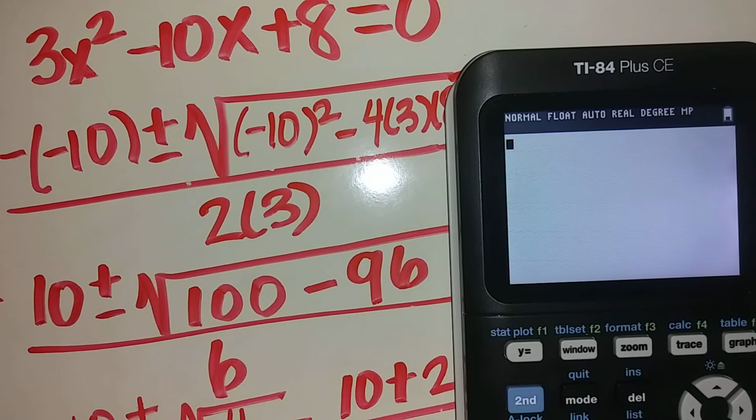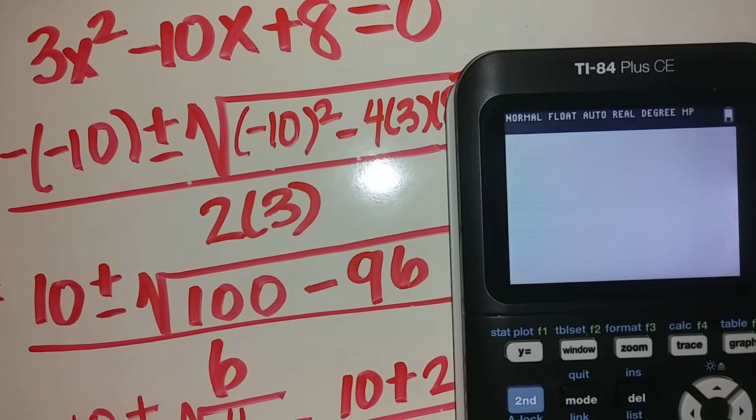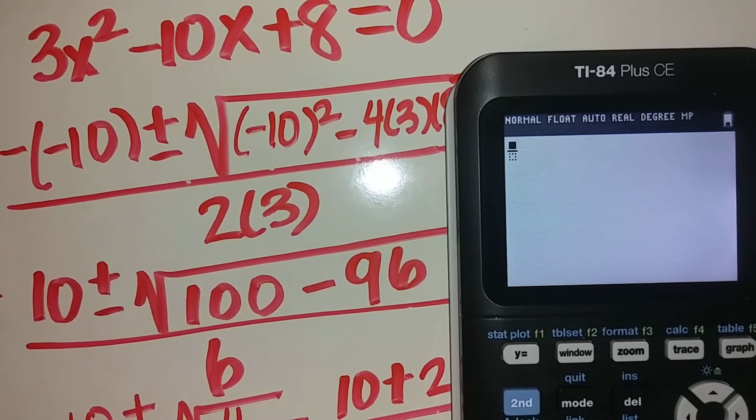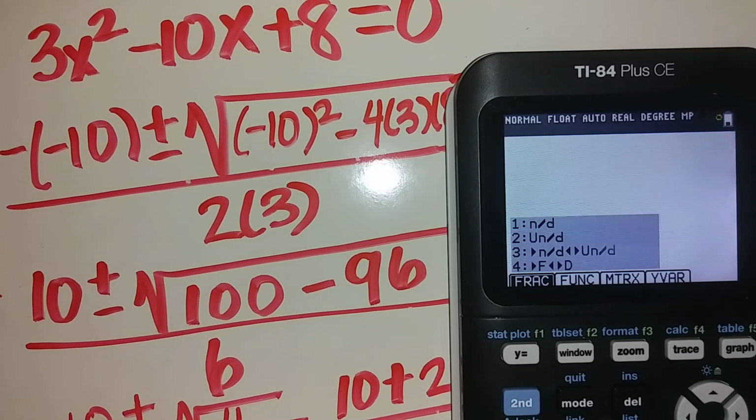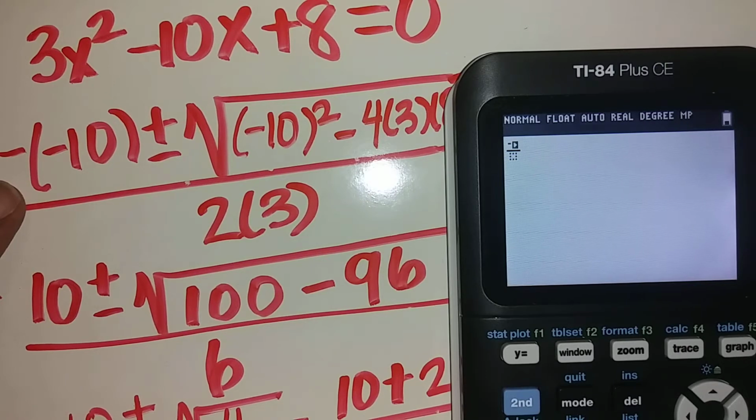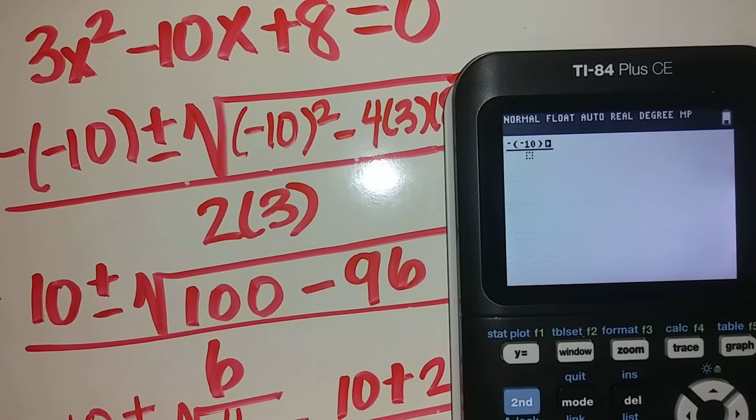So right here, I'm going to say alpha y equal enter, and my fraction button popped up. So I'm going to say negative, because that's a negative. Open parentheses, negative 10. So I said negative 10, or you say the opposite of negative 10. The negative sign has a lot of names. Negative, opposite. So make sure you remember that.